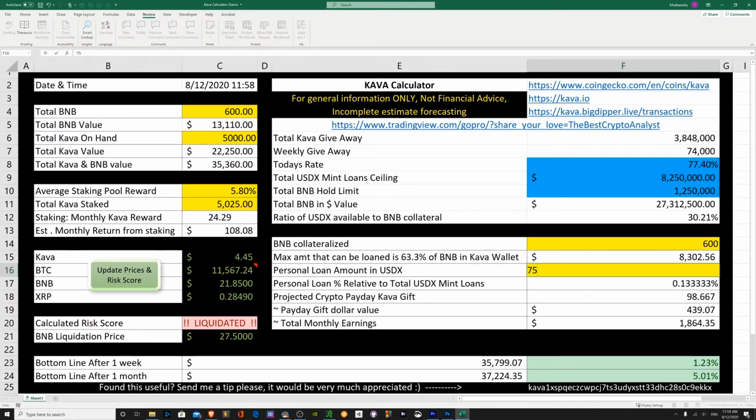So let's say we're going to take out 7,500. So you take out the $7,500 loan, and you now will have that much in USDX. And this USDX, what you can use it for is you can transfer it to another exchange, and hopefully things like crypto.com stores it, or CoinZoom Pro, where you can transfer it directly to those accounts.